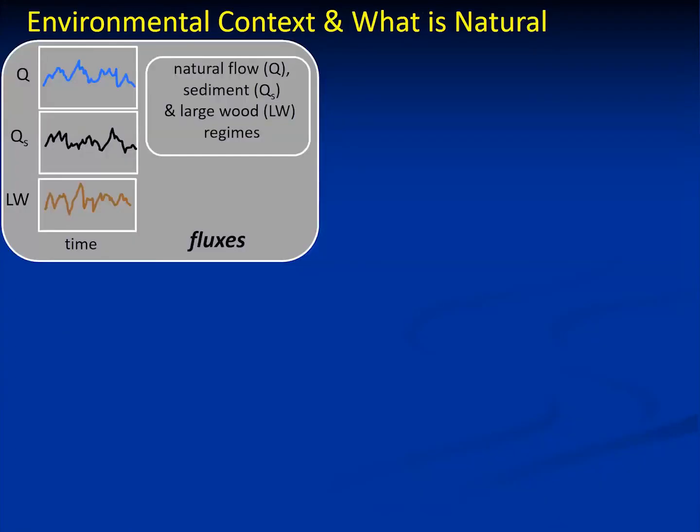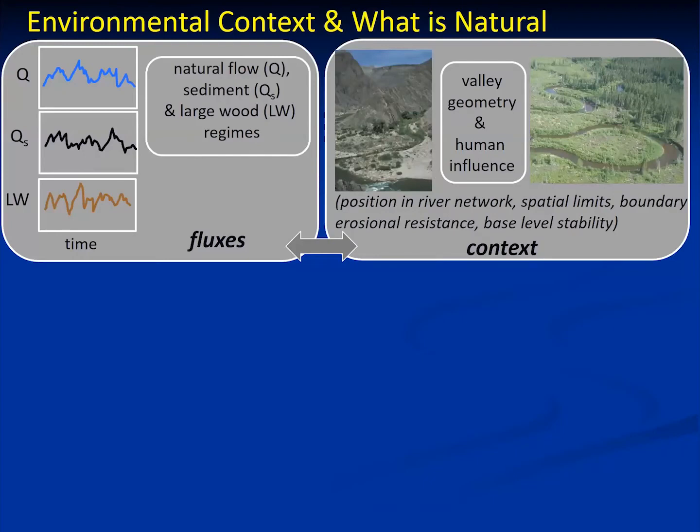But looking at the idea of environmental context and the question of what is natural, one way I think about this is the interaction between fluxes into and through the river corridor. So the natural fluxes of water, sediment, and in forested regions, large wood entering the river and moving down the river network. And those interacting with context that you could think of as being best described at the reach scale. So where are you in the river network, say the headwaters or lowlands? What are the natural spatial limits on the river corridor?